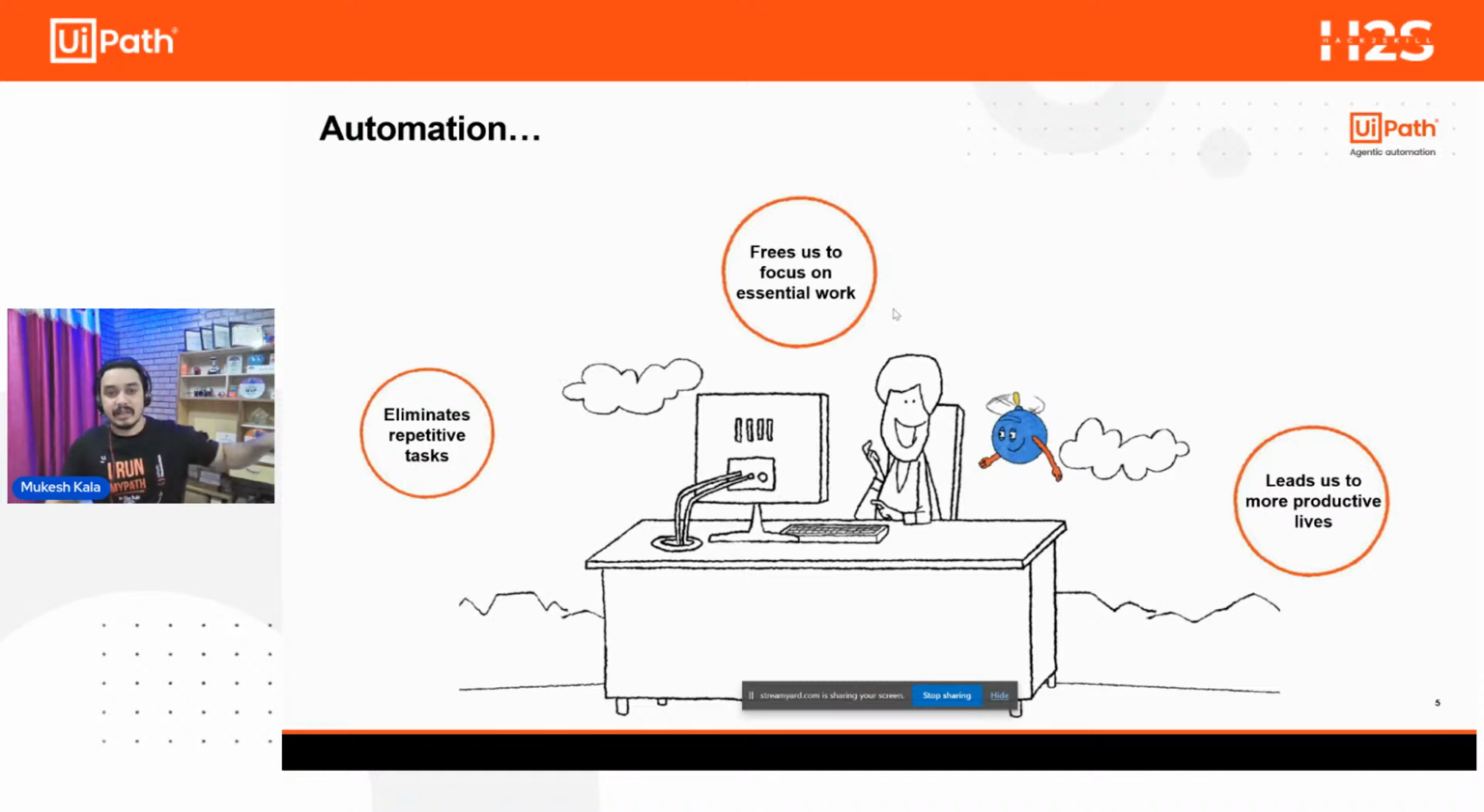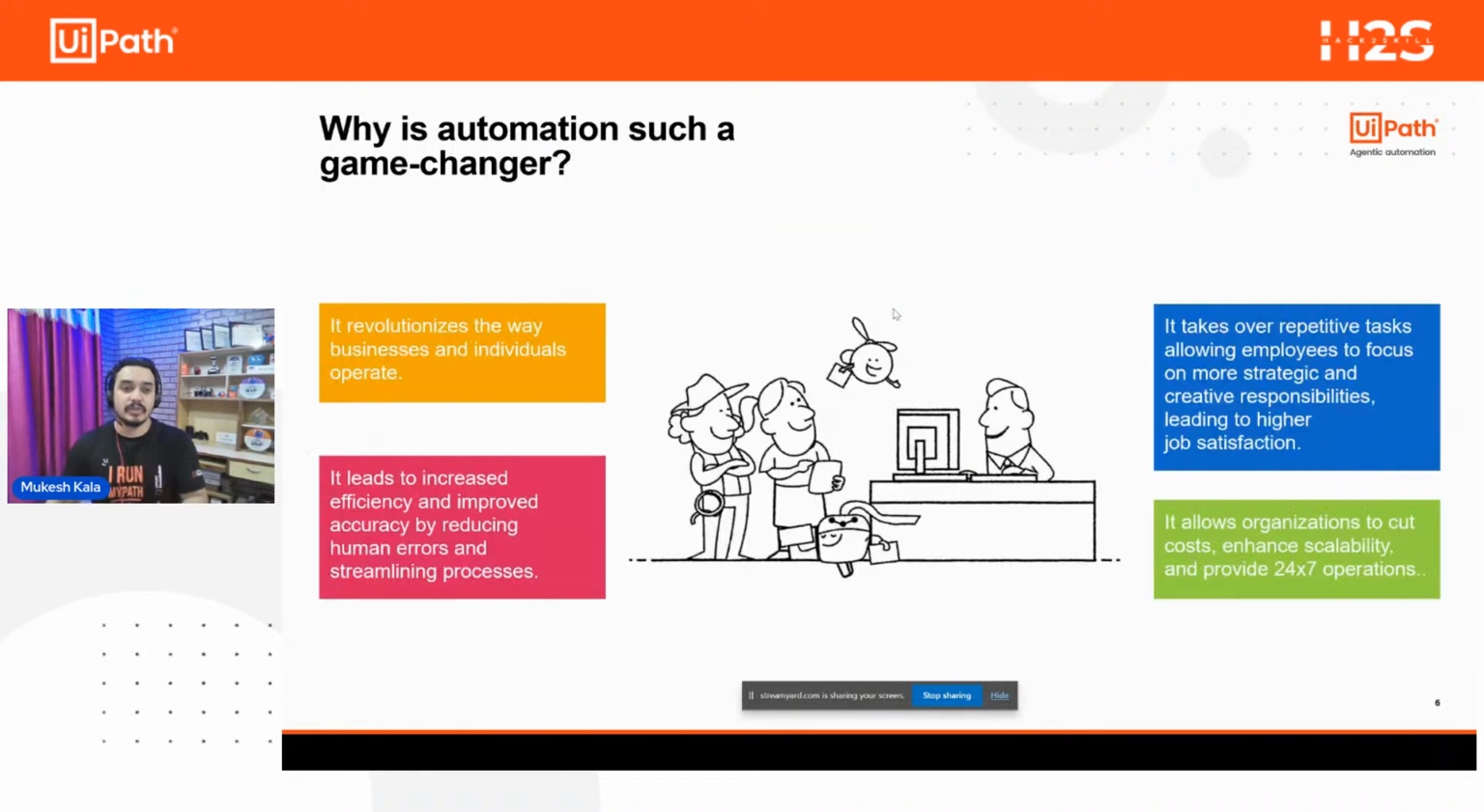How is automation helping people today? It eliminates the repetitive tasks so that as an individual you can focus on the work where you are supposed to do your work. You can be more creative, you can focus on work which requires human intelligence, which leads us to be more productive. Now, you might be thinking why it is such a game changer for business and individuals. It improves efficiency. If people are focusing on the things which they really like, they are more productive. And at the end of the day, it can work 24 by 7.